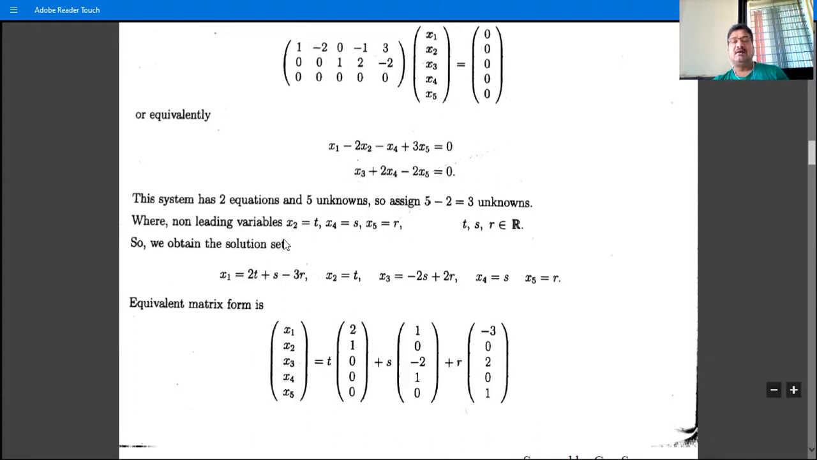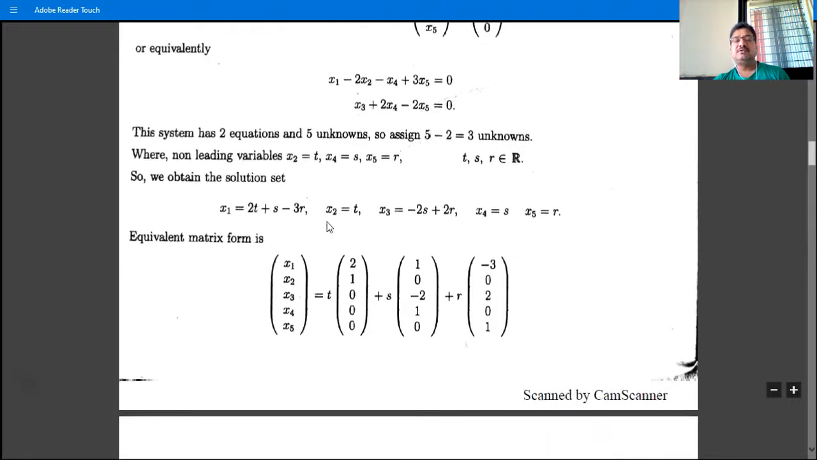So we have to assign 3 unknowns out of the 5 unknowns: x1, x2, x3, x4, x5. In this example, if you observe the last equation, in order to find x3, we have to assign x4 and x5. So don't assign x3, x4, x5. Assign x2, x4, and x5, or either x1, x4, and x5. Here t, s, and r belong to R, any real number.